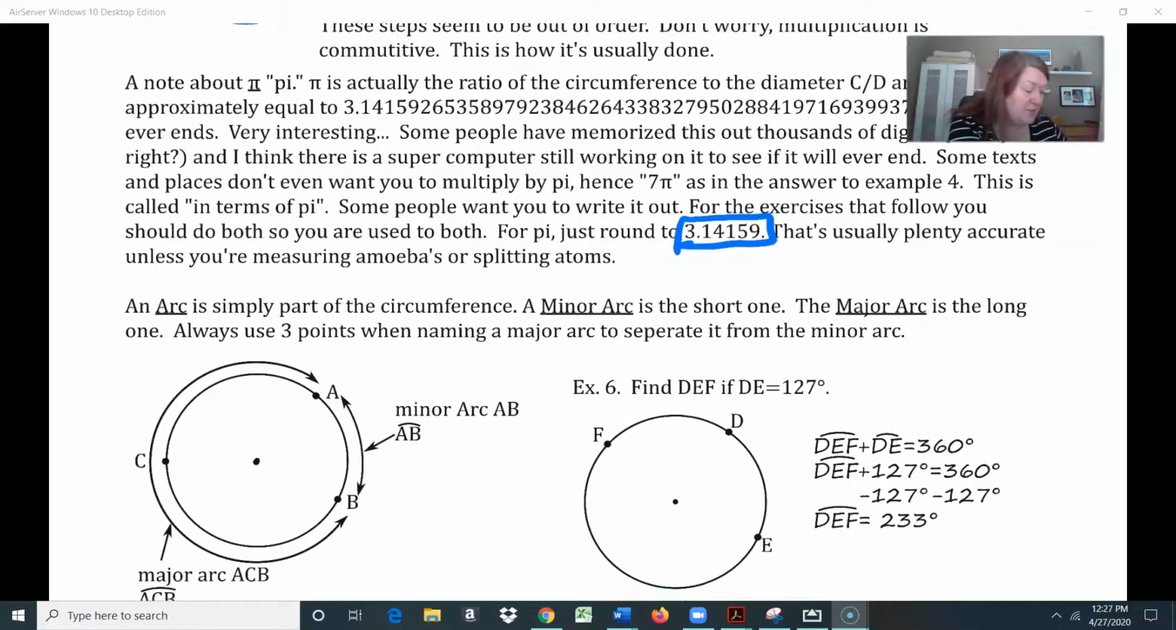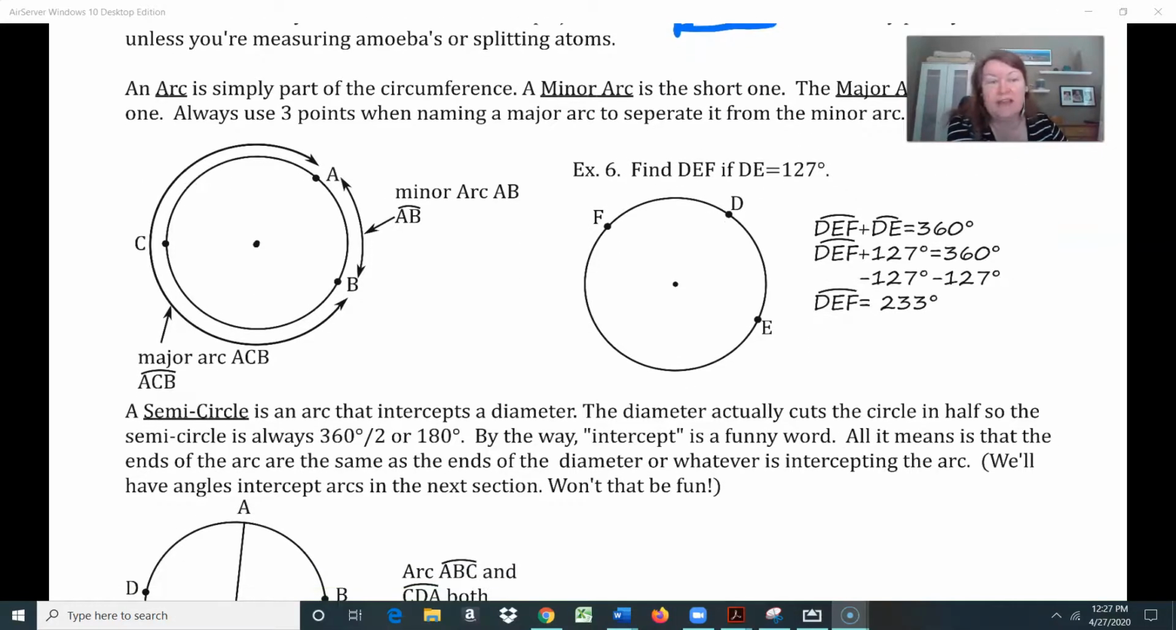All right, so next part we're going to talk about is arcs. Now we had that in last week's about what a minor versus a major arc is. So an arc is just a piece of our circumference. It's a distance around the circle, and if it doesn't go more than halfway, it's considered a minor arc. If it goes more than halfway around, more than 180 degrees, we consider it a major arc.